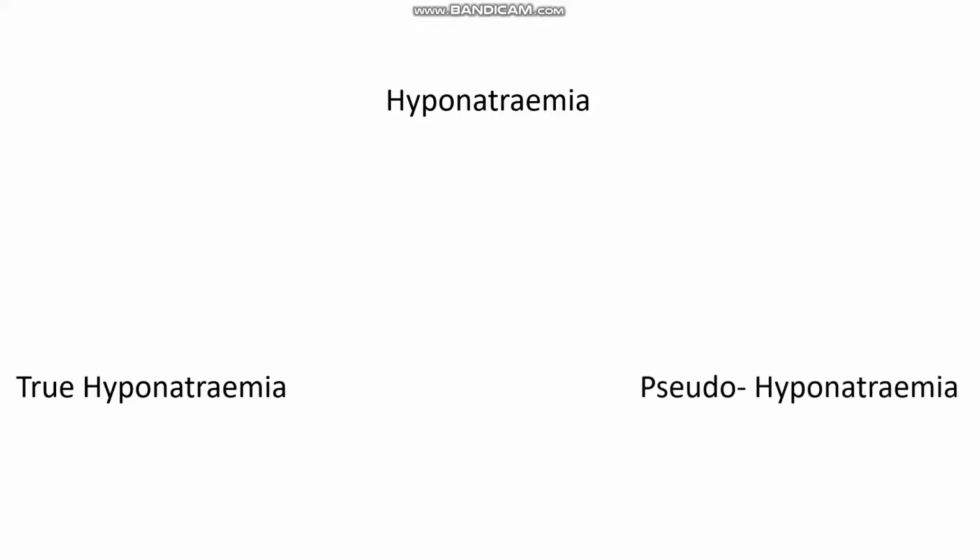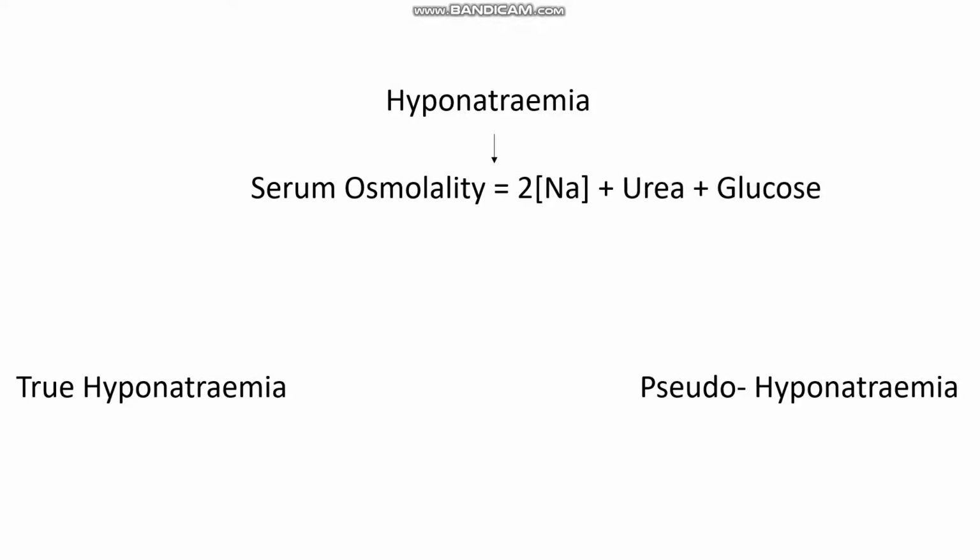Now, when we have someone with hyponatremia, what we have to question is, do they have true hyponatremia, or do they have a false or pseudo hyponatremia? So how do we go about doing this? Well, in order to work out if they have true or pseudo hyponatremia, we must first calculate how concentrated or how dilute their blood is. And we can do this by using an equation which calculates the serum osmolality. And that is 2 lots of the concentration of sodium plus urea plus glucose. And this will give us an indication as to how concentrated or dilute the patient's blood is.